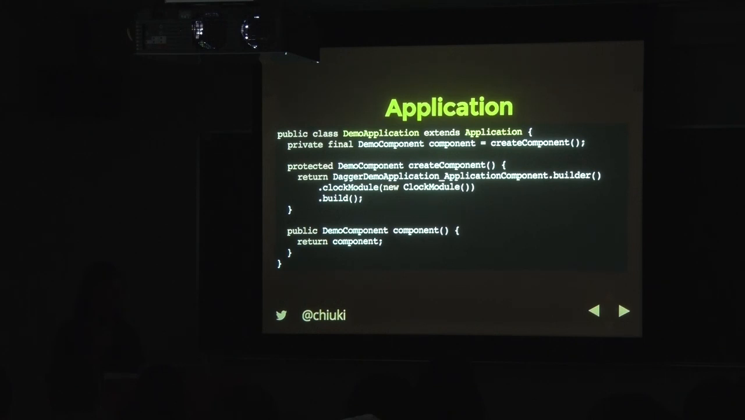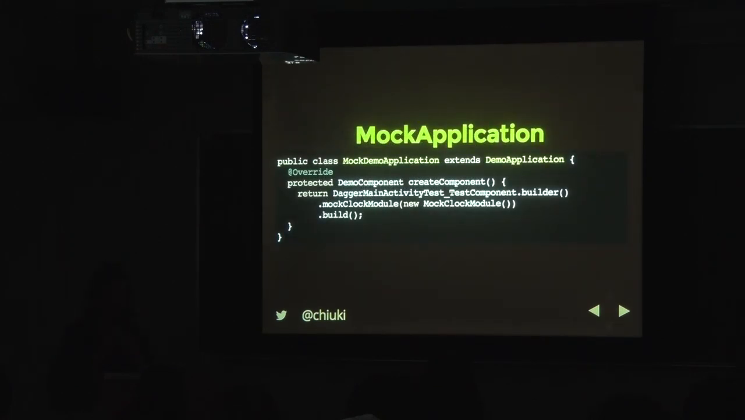So it automatically creates that component, and I'm going to store that in the component variable and then return it with the component function. In the mock application, what I'm going to do is I'm going to subclass demo application, and then I'm going to override the create component, and instead of the application component, here I'm creating a test component, which will provide a mock clock module. So now I have two different applications. How is it going to be supplied to my app?